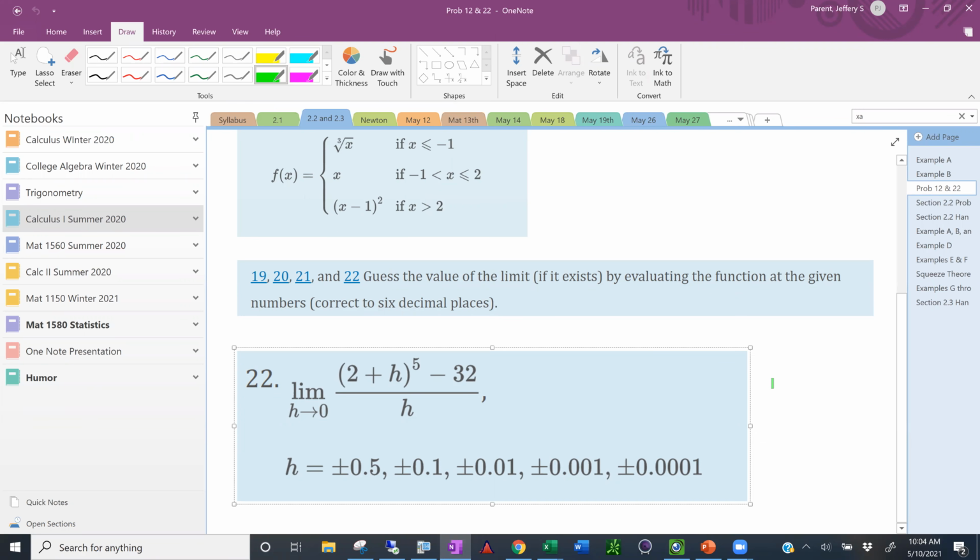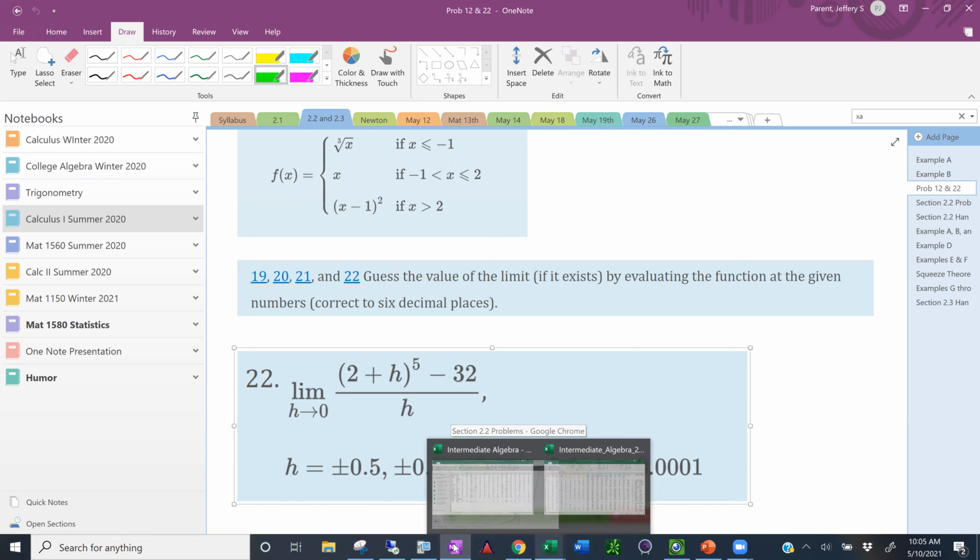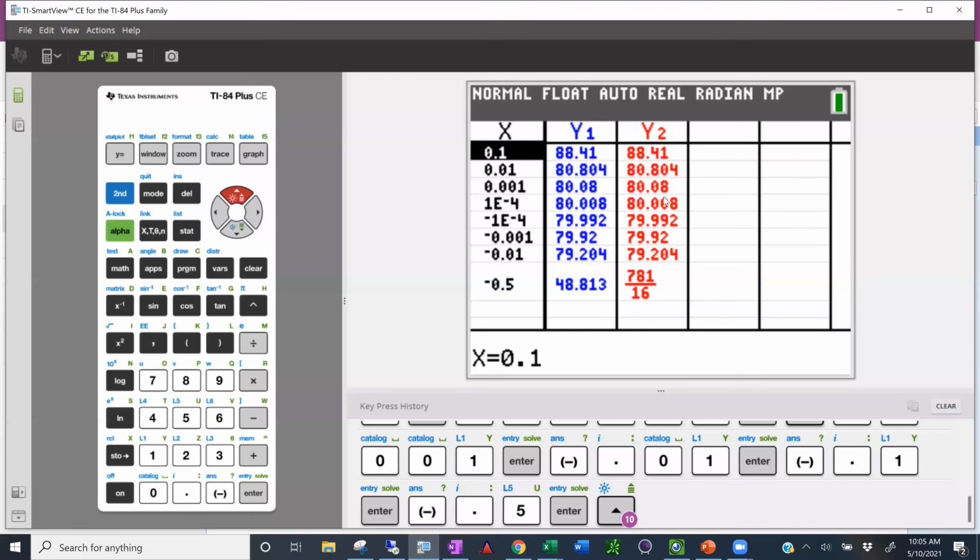Just write that down. But are you seeing how the decimal values for y are closing in on that particular value of 80? Let me get back here. There we go. These values in this column are getting closer and closer to 80 as you get closer and closer to 0 along the x-axis. And these values are really close to 0. We're within a 10,000th.